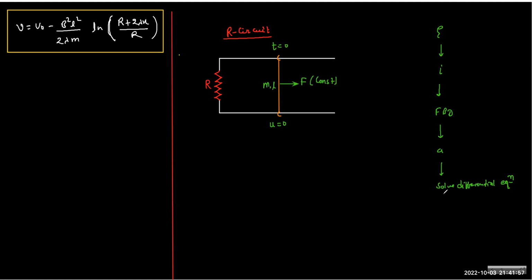Sir, I'm getting terminal velocity as FR by B square L square. Yeah, I think that's correct. Sir, I also got velocity in terms of t by solving the differential equation. Yeah.